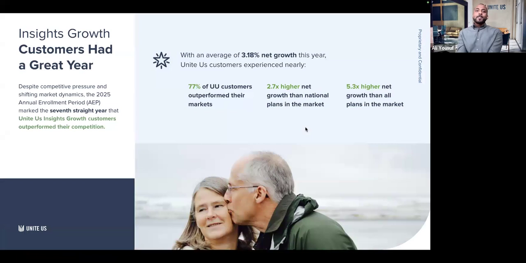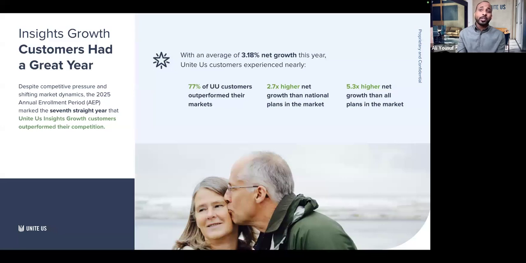All right. In terms of insights and growth for customers, I'm really excited to say they had a great year. We're very proud of the work that we've been doing and the results. Just proud to share some of the results here. For a seventh year in a row, the majority of our customers outperformed their competition. We're seeing a lot of great results in terms of AEP growth.